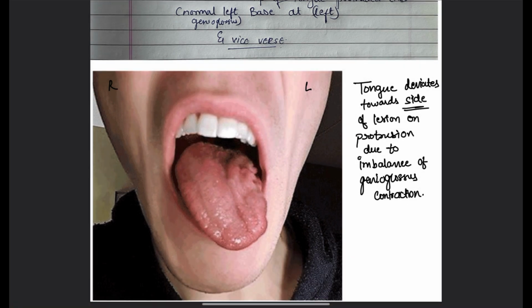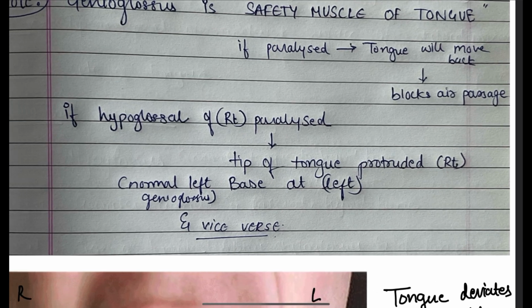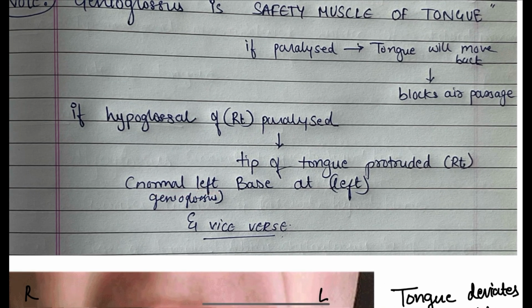Okay, so to conclude, the tip of the tongue is protruded towards the side of the lesion. Here the right side was paralyzed, so to the right side the tip of the tongue went, and the normal left genioglossus is present, so the base is present at the left side, and vice versa.